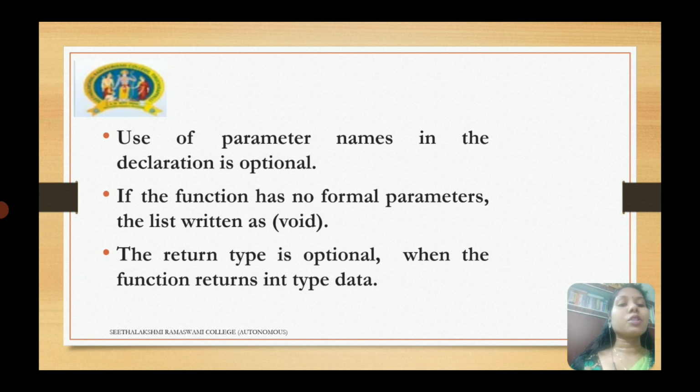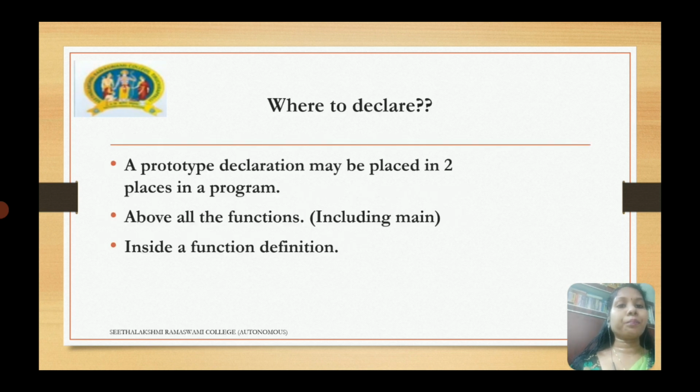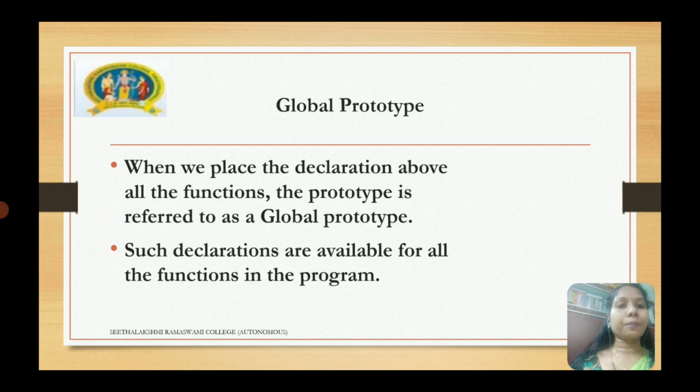The return type is optional when the function returns integer type data. The return type must be void if no value is returned. When the declared types do not match with the types in the function definition, then the compiler will produce an error. Where to declare? A prototype declaration may be placed in two places in a program. One is above all the functions including main, and second, inside a function definition.